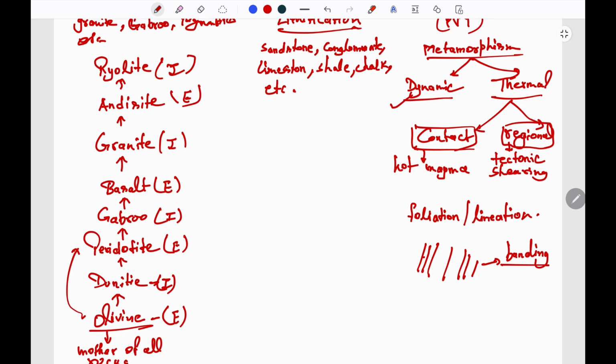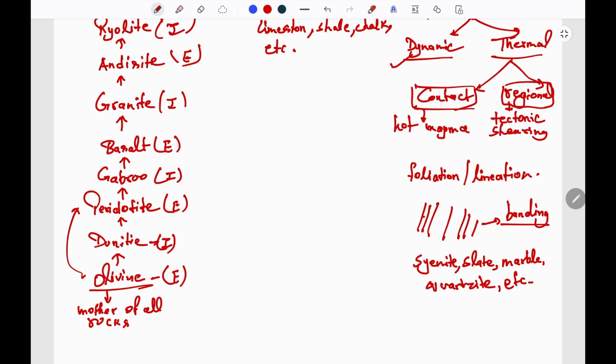Now, examples of metamorphic rock are schist, slate, marble, quartzite, etc. So these rocks do not remain in their form as it is. They are constantly changing their forms, which can be understood by the rock cycle.